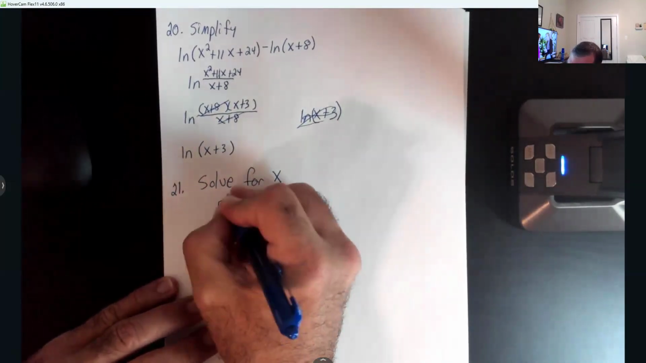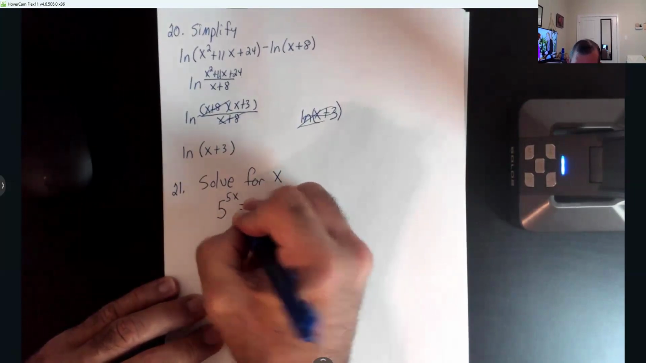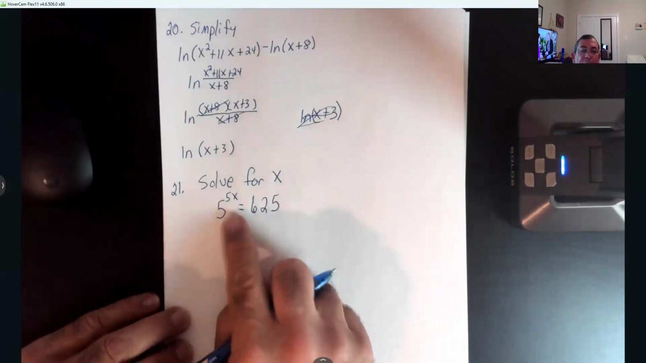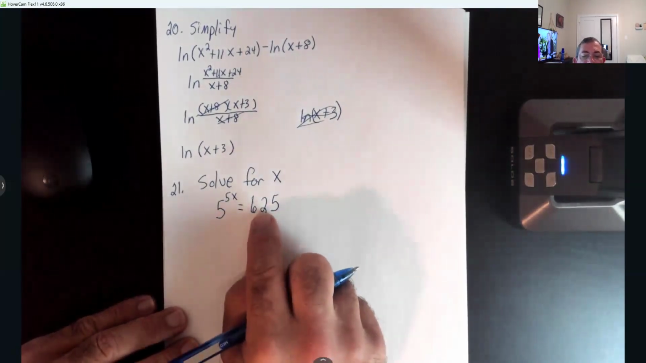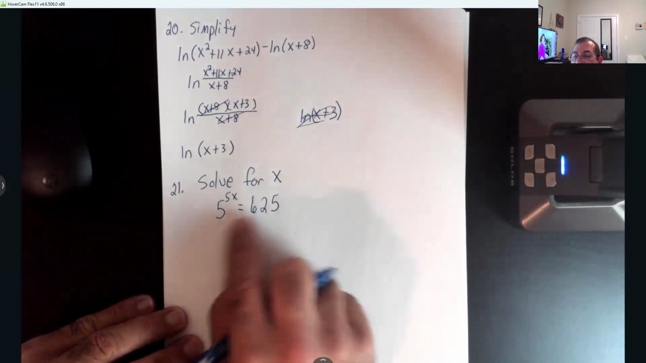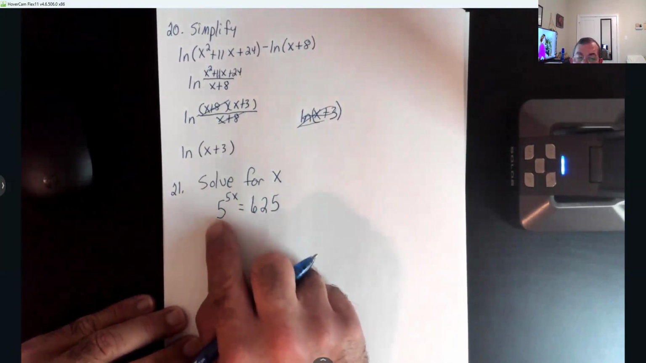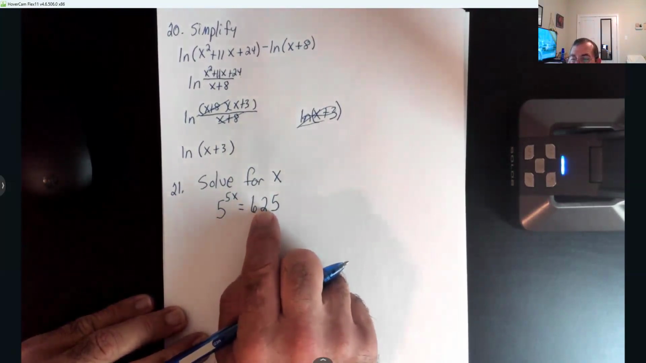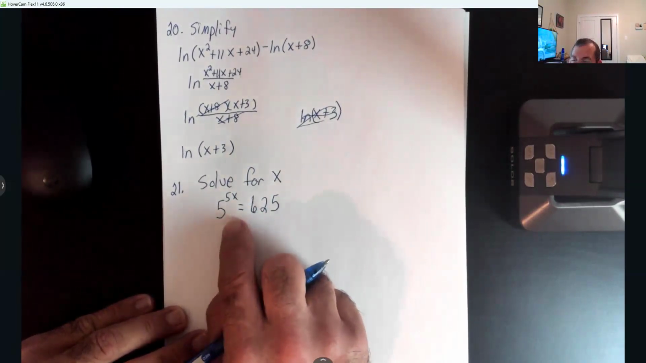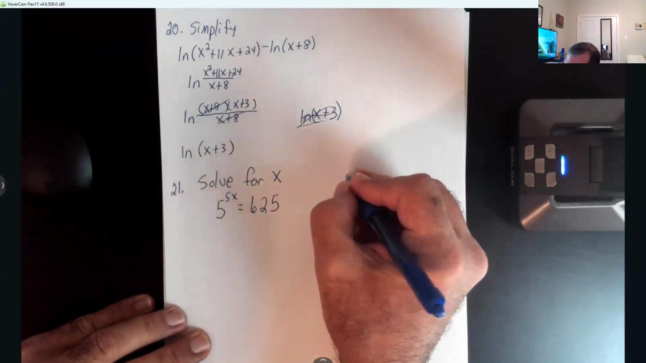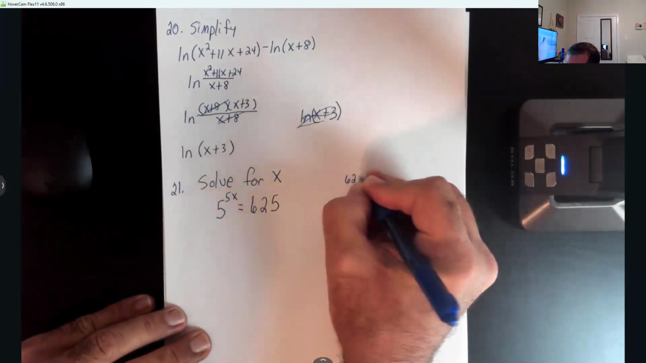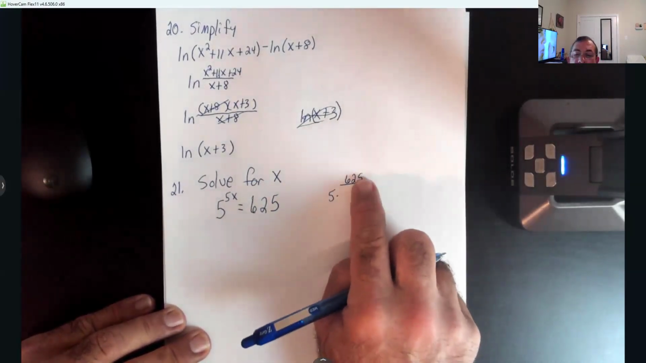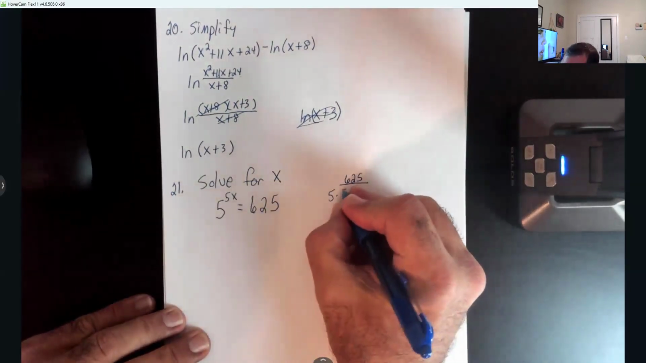So I got 5 to the 5x equals 625. So exponential, my first step would be to try to see if I can rewrite both sides of this using the same base. So my question is, can we rewrite 625 with a base of 5? So basically, can I start multiplying fives and equal 625 by just multiplying a bunch of fives?